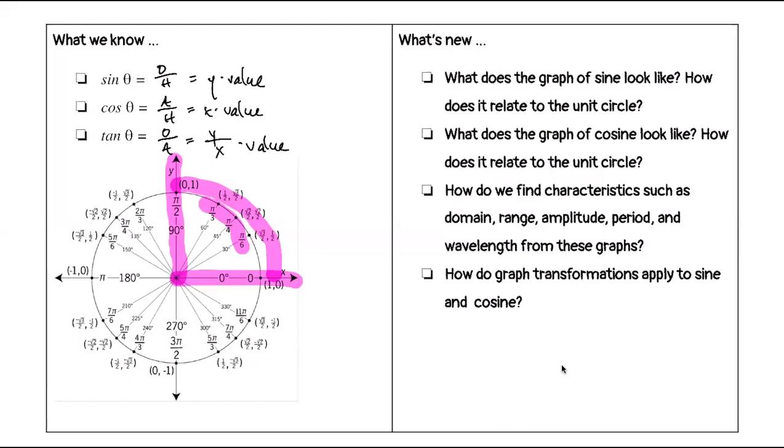Then, how do we find characteristics such as domain and range? That should sound familiar because we've talked about domain and range before, but we're also thinking about new phrases like amplitude, period, and wavelength. So we've got some new vocabulary to layer on. And finally, how do graph transformations apply to sine and cosine? That's why we did that classwork activity about graph transformations of parent functions.